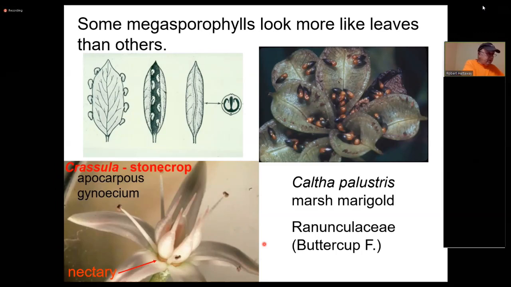Now this is, I don't think it actually even occurs in Georgia. I think this is another slide Linda wouldn't let me show the class. This is marsh marigold, but again, I don't think it's in Georgia, but it does illustrate very much like these are the carpels of marsh marigold in the buttercup family, showing you can even see the veins.